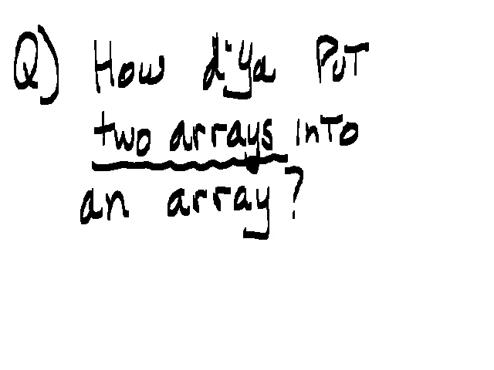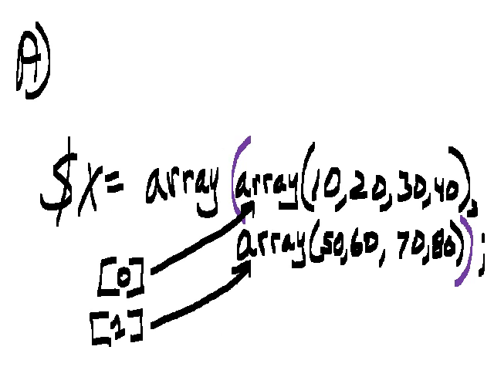Question: how do you put two arrays into an array? $x equals array, then parens, matching parens over here, purple to purple, then array, that's your 0th array, and over here, that's your 1th array. So 0th array, parens 10, 20, 30, 40, close parens, comma, next element, array, that's 1, parens 50, 60, 70, 80, close matching parens. And that's it, semi at the end.